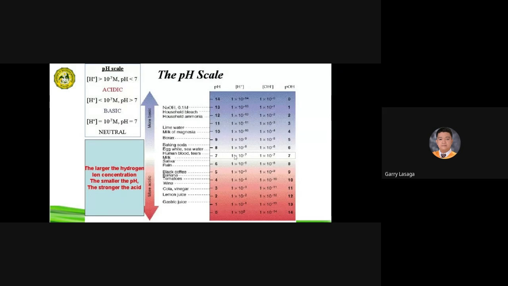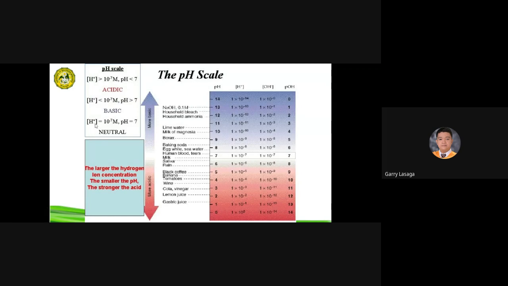So in this case, this 10 to the negative 7 here represents the pH 7. So those numbers greater than this, dito sa baba, represent the acidic side. When the hydrogen ion is less than 10 to the negative 7 moles, the pH is usually greater than 7, so the solution is basic. So towards the upper side of the scale, the concentration of the hydrogen ion is less than 10 to the negative 7, or less than the concentration at a pH of 7. So these are basic.